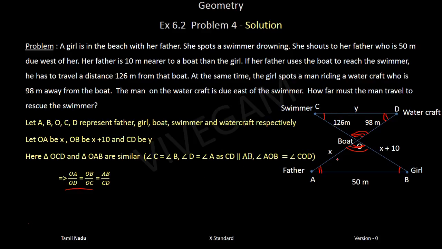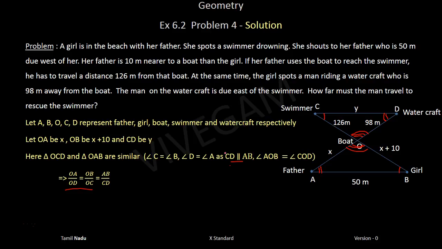And these two lines are parallel. Oh, here I've written, sorry. So triangles OCD and OAB are similar because angle C equals angle B, and angle D equals angle A, because these two lines are parallel to each other, so they become alternate angles, and angle AOB equals angle COD. They are the opposite angles, right? So by AAA criteria, actually maybe you should write AAA criteria.